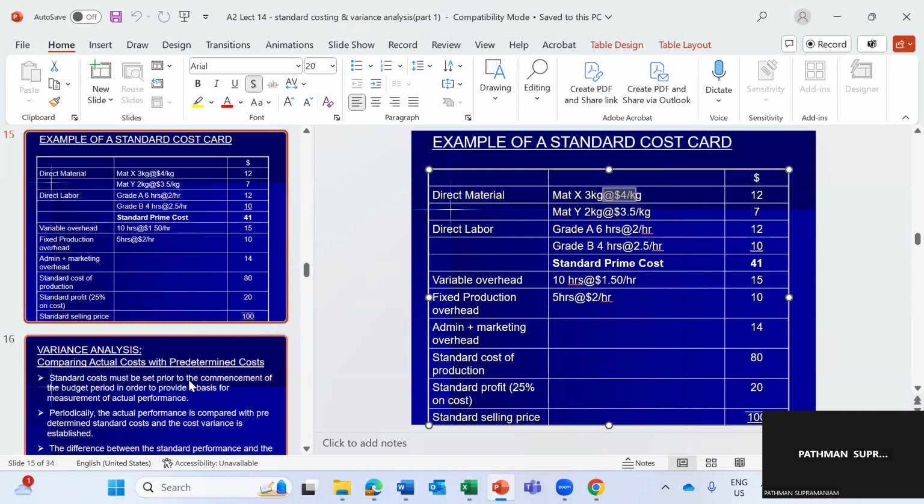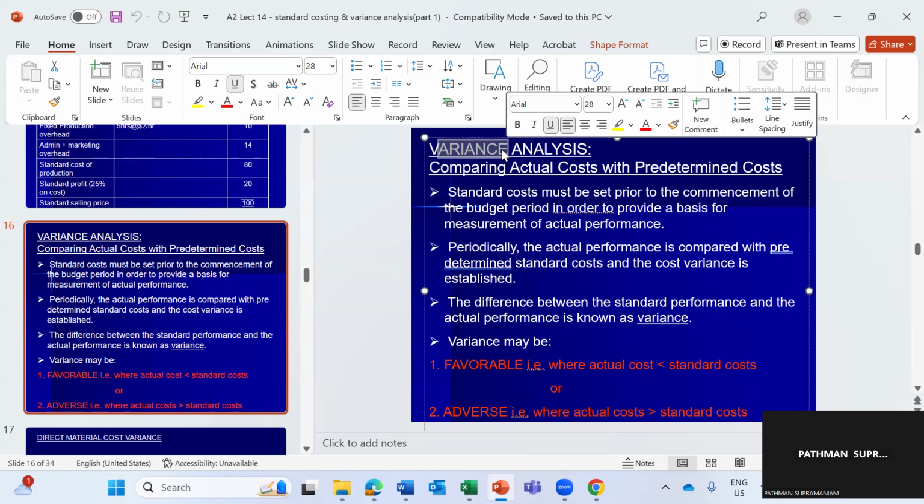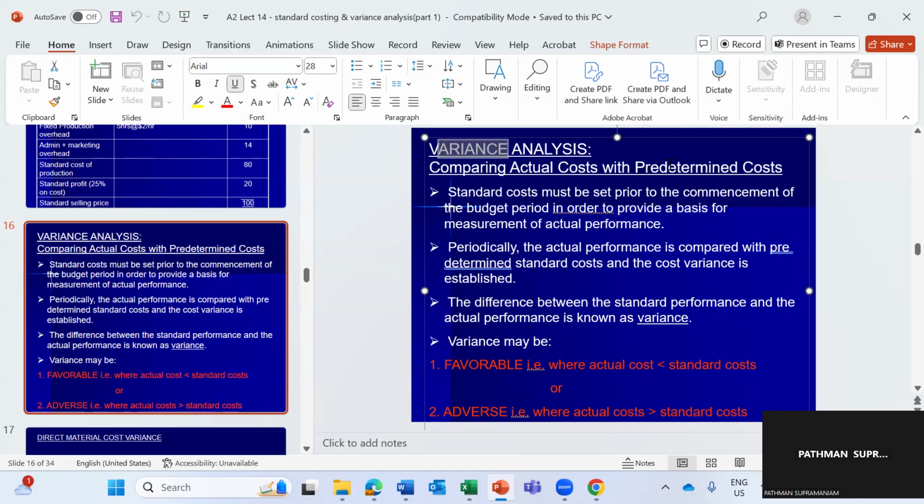In this chapter, it's called standard costing and variance analysis. So the word variance means to be different, right? So we are going to do variance analysis for the different types of costs, which means we are going to compare the expected cost with the actual cost. Now, when the figures are different, we calculate the difference and we also have to state whether the difference is a favorable or adverse difference.